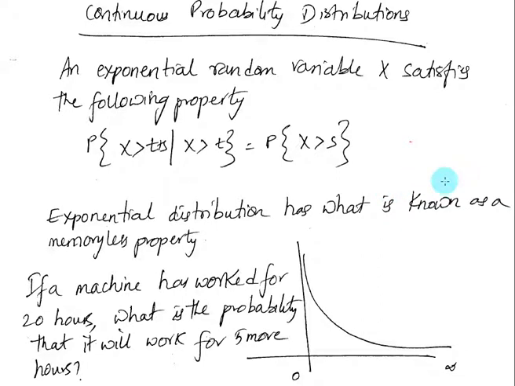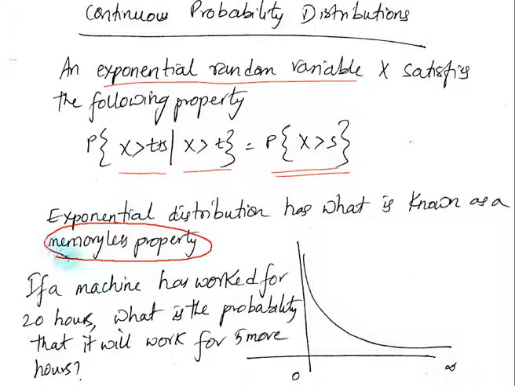Good morning. Let's begin today's discussion with continuous probability distributions, and we will focus our discussion today on exponential random variables and normal random variables. So, an exponential random variable x satisfies the following property, which says the probability of x being greater than or equal to t plus s given x is greater than t is nothing but the probability that x is greater than s. This is really called the memoryless property of the exponential distribution.